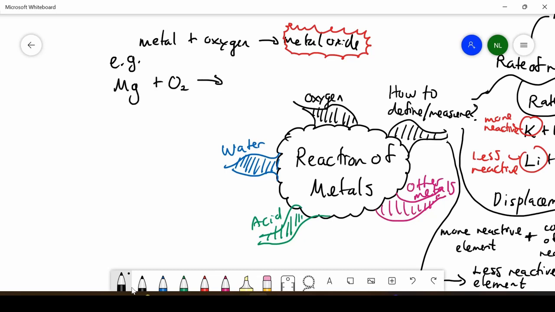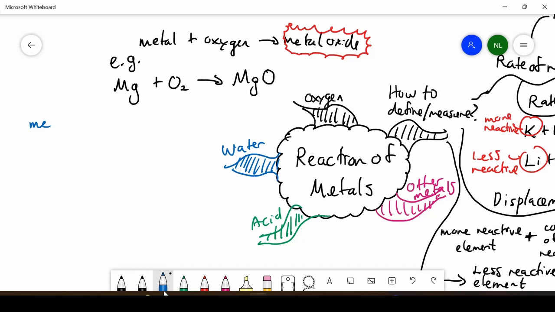They react to produce magnesium oxide, MgO. This reaction releases a very bright flash of white light, which was once used as camera flash. The next reaction that we're going to discuss is the reaction of metals with water.